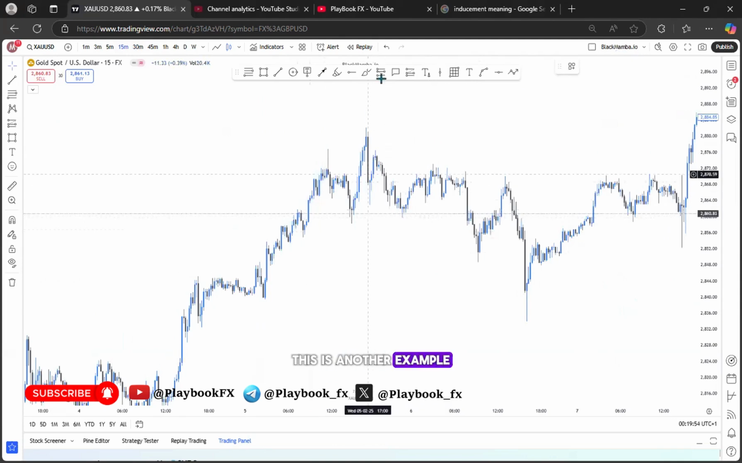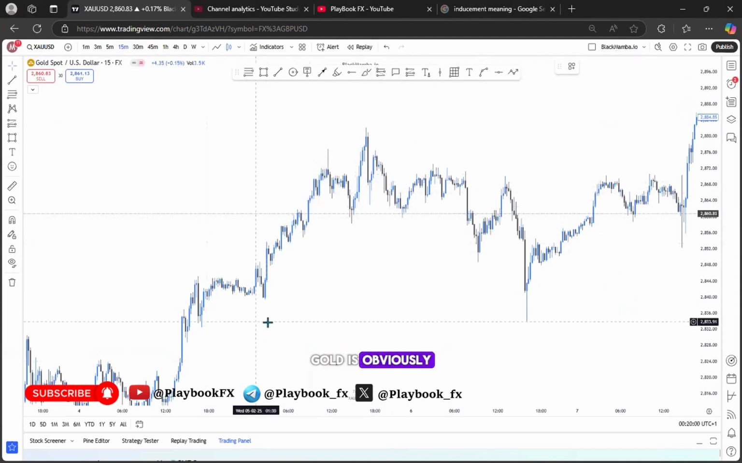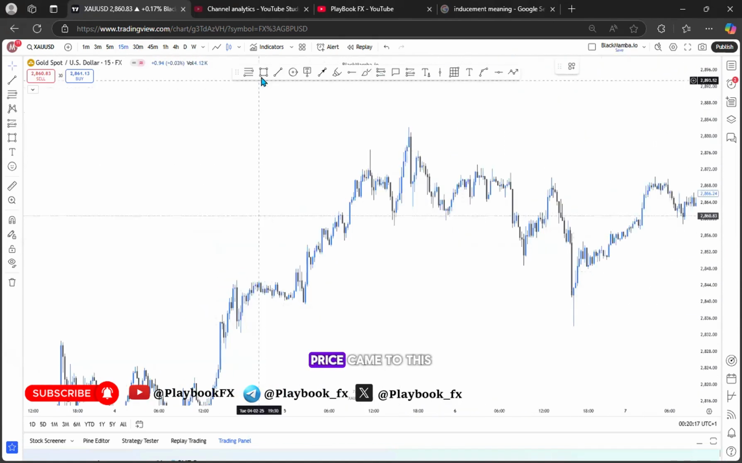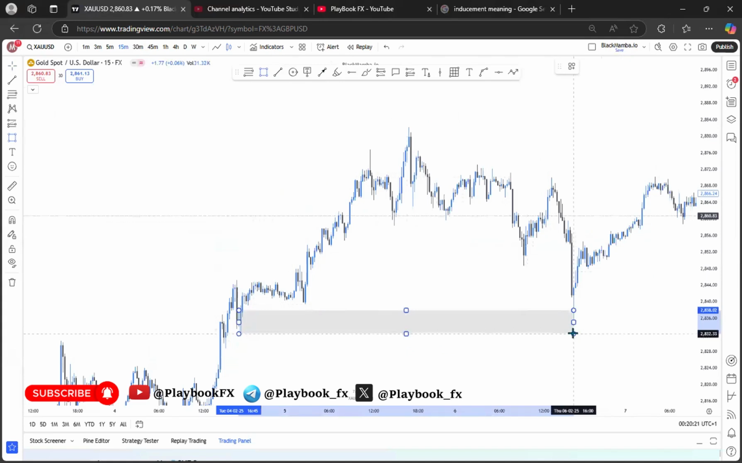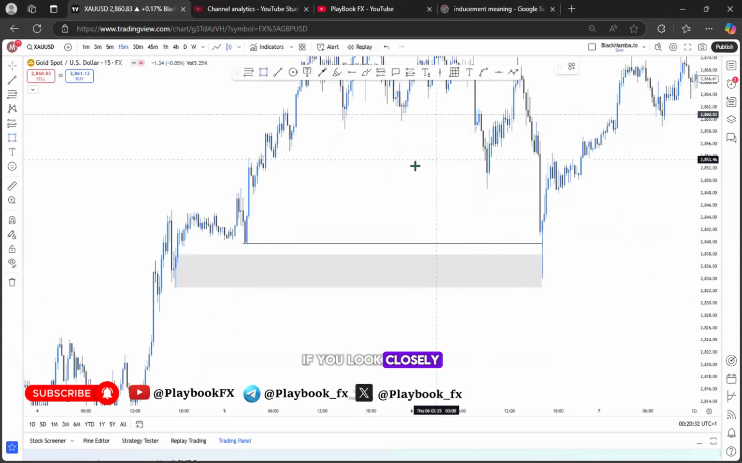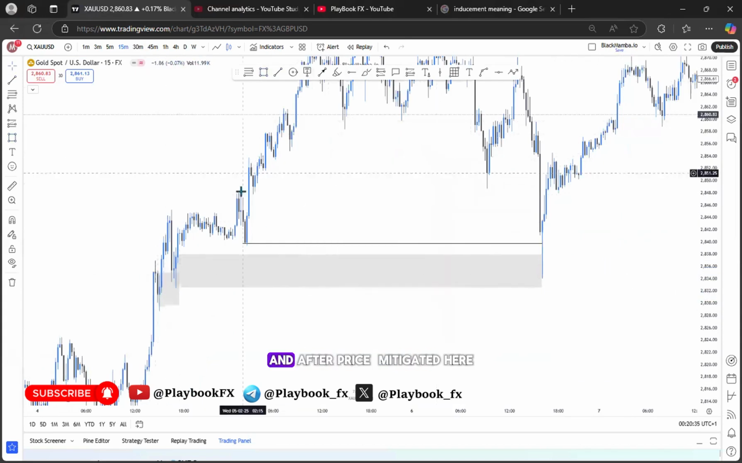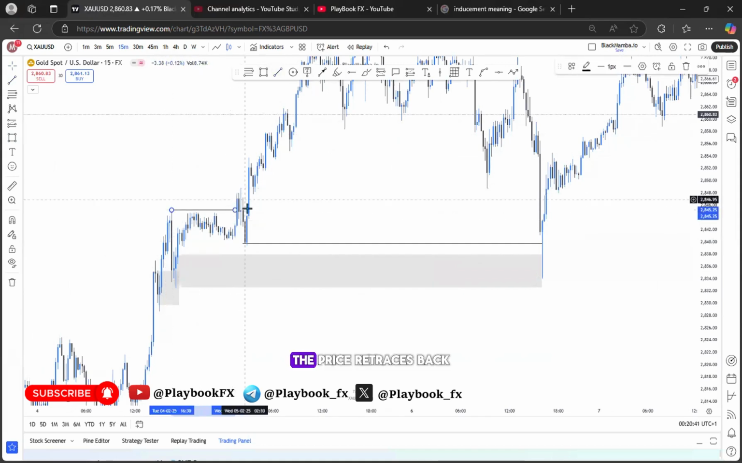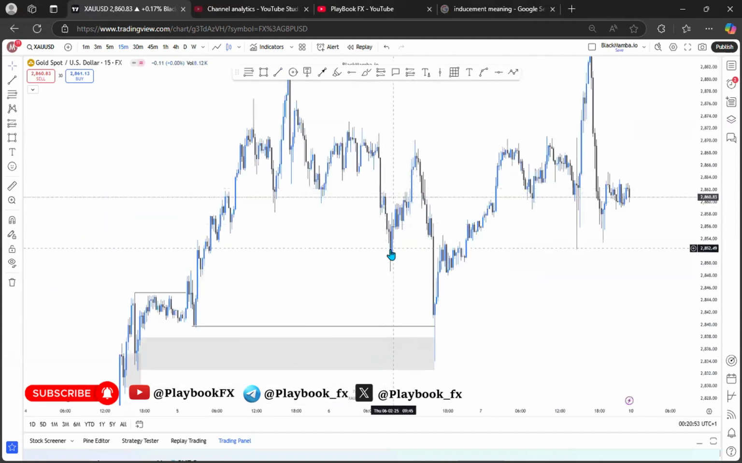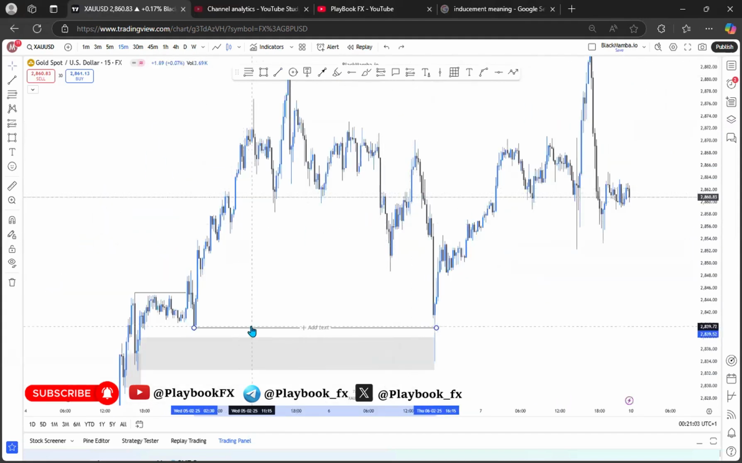This is another example on 15 minutes. Gold is obviously bullish. Ideally, we'll be looking for buy continuation. Price came to this area here to mitigate. After price took out this internal liquidity, if you look closely, you'll see we had a mitigation here, and after price mitigated here, price pushed to the upside, broke structure, then retraced back down to create an equal low here. Price came back down, mitigated that level, then pushed to the upside. This is another clear example of an inducement.